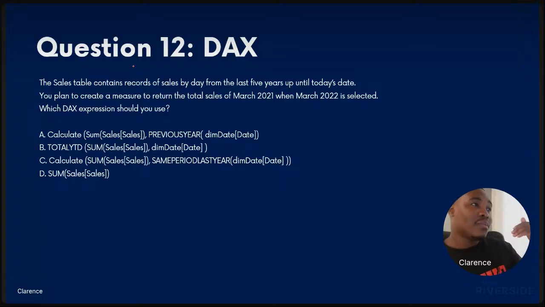Cool. So now we've got three options. It says the sales table contains records of sales by day, from the last 5 years up till today. Probably relevant information, for the last 5 years until today's day, so it could be today. I like this question actually. This is one of my favorite questions.